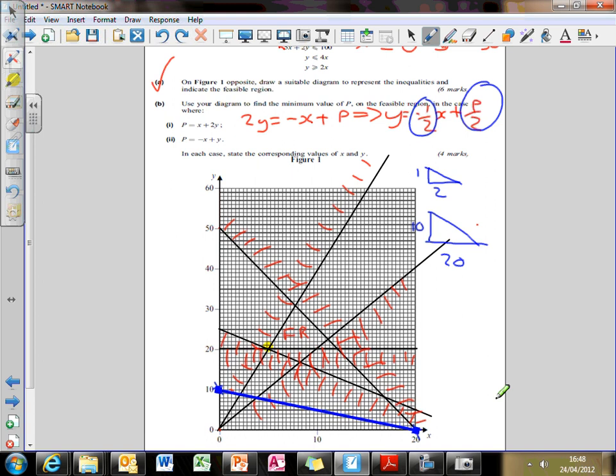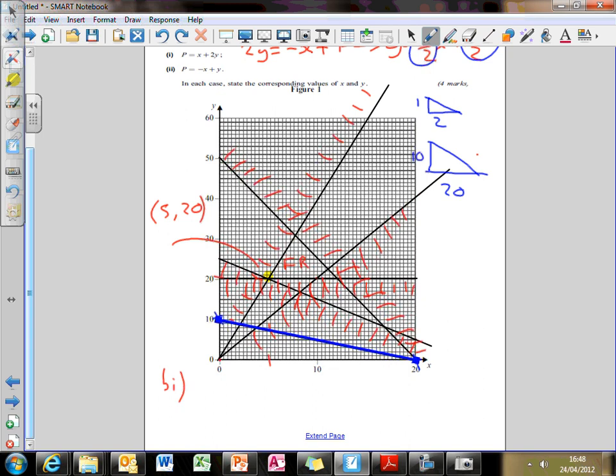That vertex there has coordinates 5 and 20. Just read them straight off. 5 and 20. Okay, so we want to minimize P. So all this works with B part 1. So therefore, the answer to B part 1 is, sorry, I'm running out of space, let's go underneath. So P equals 5 plus 2 times 20, which is 45.